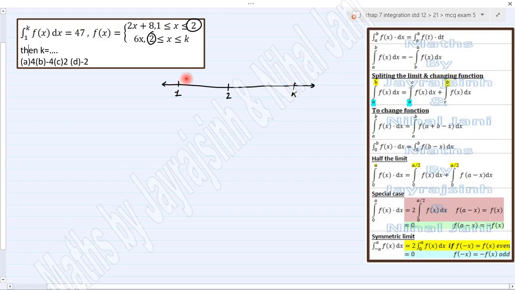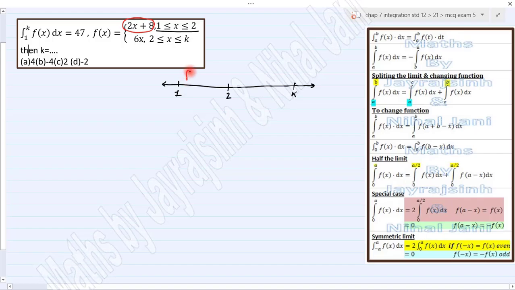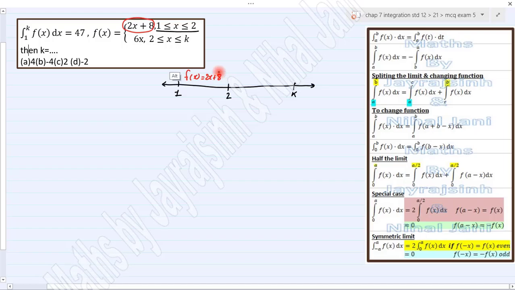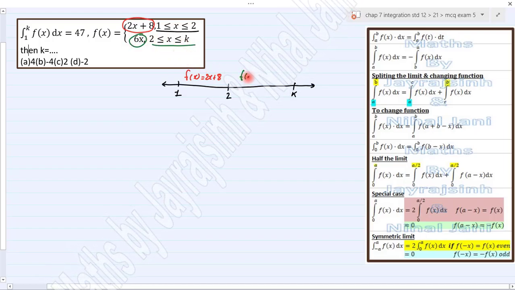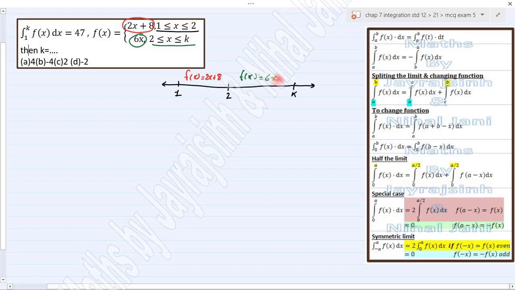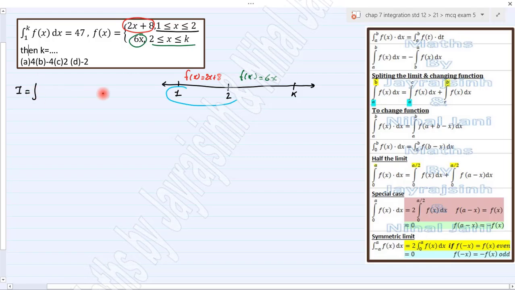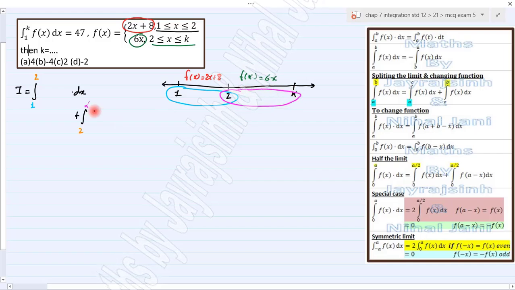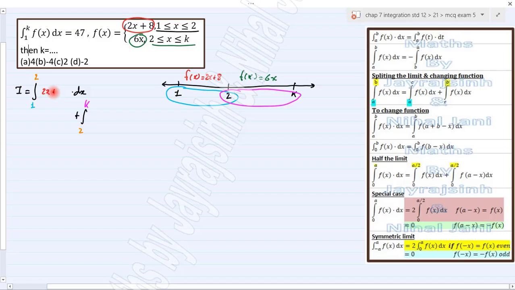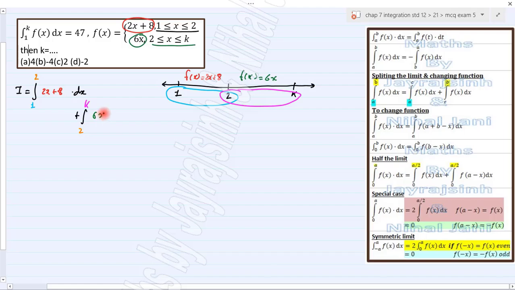Now, as we know, between 1 to 2, your function must be 2x plus 8. And between 2 to k, your function must be 6x. So we have to split our integration from 1 to 2 plus from 2 to k. Now, between 1 to 2, your function must be 2x plus 8. And between 2 to k, your function must be 6x.